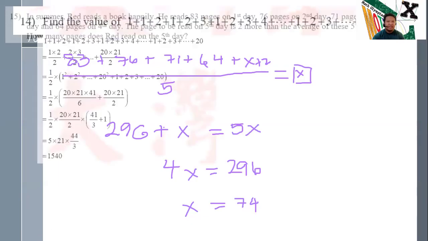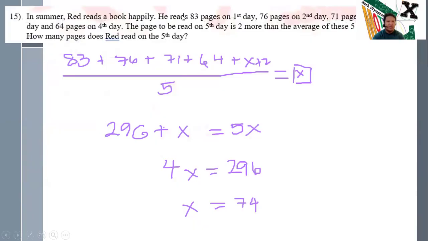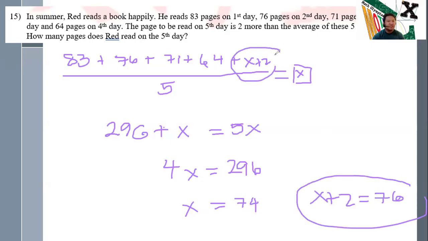How many? 74 is x, so therefore plus 2, x plus 2, the one on this 5th day will become 76, because x plus 2 is the number of books he will be reading on the 5th day. So the correct answer for this question is actually 76.